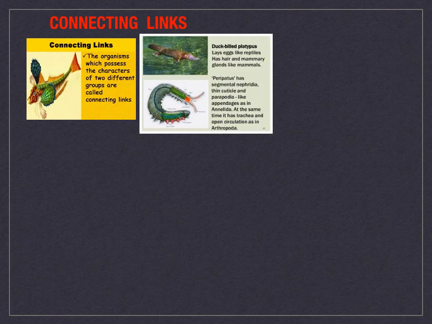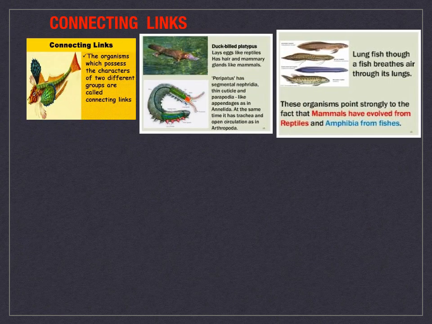Similarly, the second example you can take is the duck-billed platypus. They lay eggs like reptiles but show a relationship with mammals too due to the presence of mammary glands and hairs. Lungfish performs respiration with lungs irrespective of being a fish. So these examples indicate that mammals evolved from reptiles and amphibians from fishes.